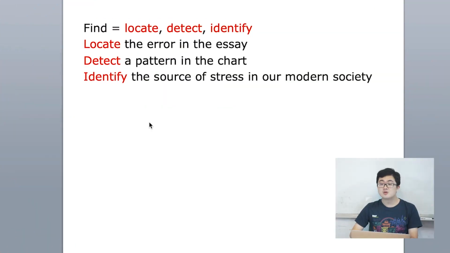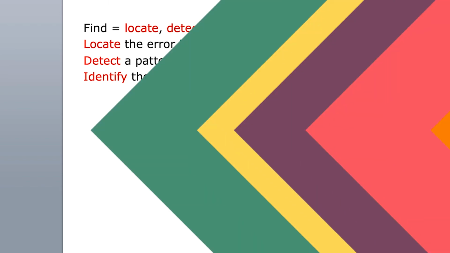Now the next three important verbs to use are locate, detect, and identify instead of find. For example, you can locate an error in the essay. In this sentence, I have two academic words, locate and error. You can also detect a pattern in the chart, or you can identify the source of stress in our modern society. So here we have three academic words, identify, source, and stress.